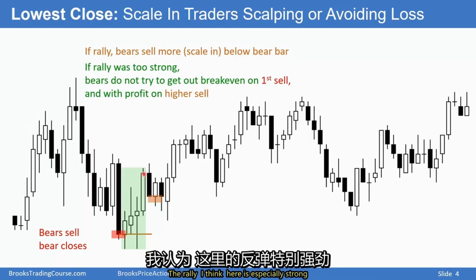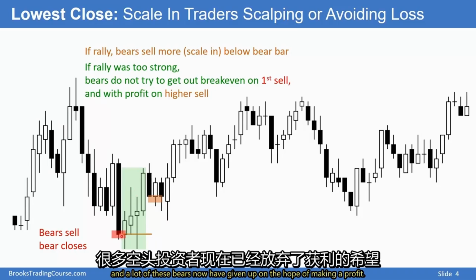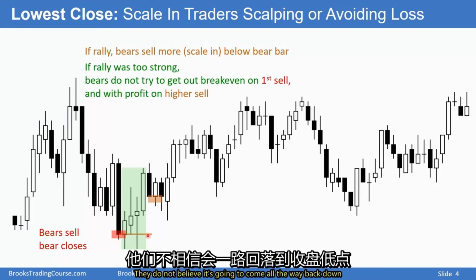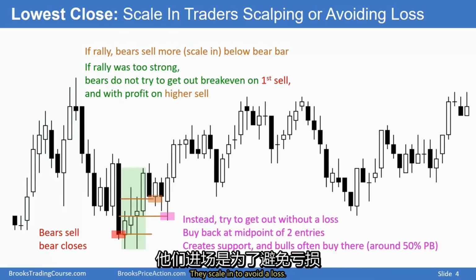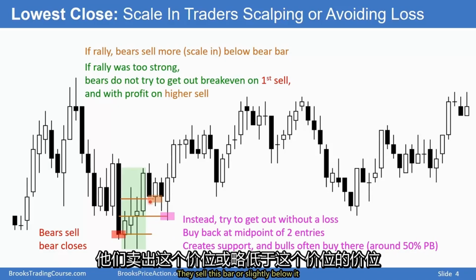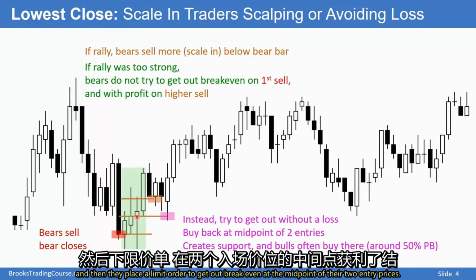The rally, I think, here is especially strong, and a lot of these bears now have given up on the hope of making a profit. They do not believe it's going to come all the way back down to the low close. However, some will scale in. And why would they scale in? Not to make a profit. They scale in to avoid a loss. They sell that close, they sell this bar or slightly below it, and then they place a limit order to get out break even at the midpoint of their two entry prices.